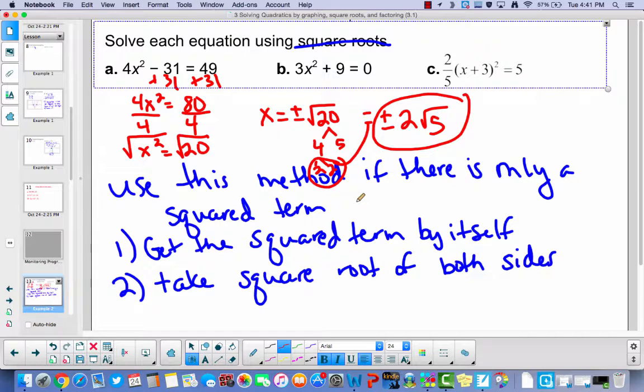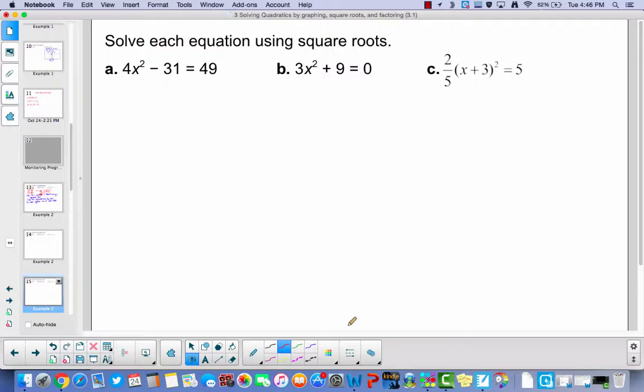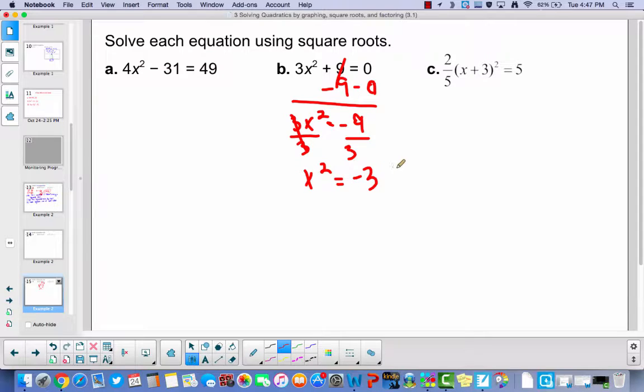All right, let's take a look at this. You try this middle one for me. 3x squared plus 9 equals 0. Pause it here so you can try it. All right, so what you should have done here was subtracted 9 from both sides first. When I do that, I get 3x squared equals negative 9. Then I'm going to divide both sides by 3. I get x squared equals negative 3.